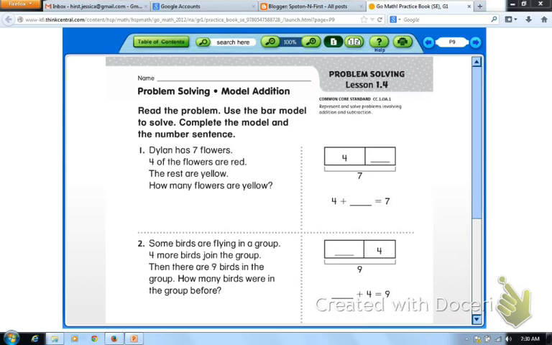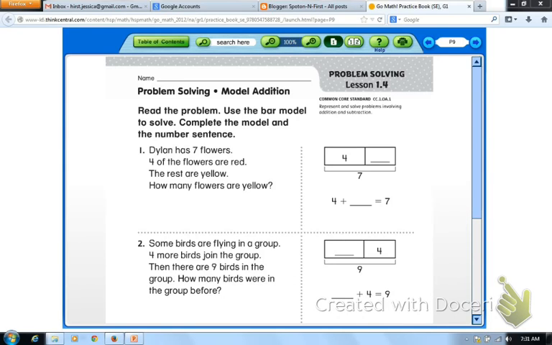On number 1, it says Dylan has 7 flowers. 4 of the flowers are red, the rest are yellow. How many flowers are yellow? To start out, we would say Dylan has 7 flowers. That's a whole number because that's how many he has all together. So they would know that the 7 down at the bottom represents the whole.